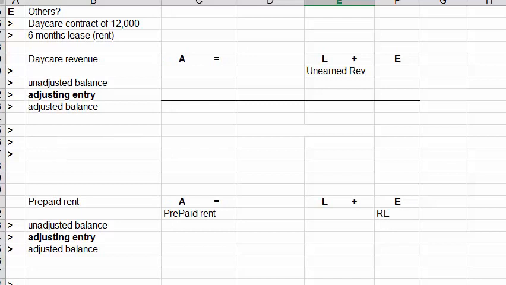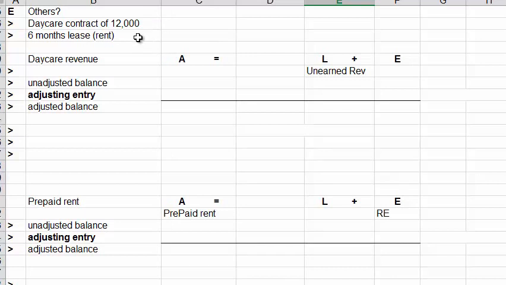We know that Sample Daycare received a bunch of cash in advance on a daycare contract. I believe it was $12,000 received in advance. It was received sometime during the year, and the daycare contract wasn't going to start until October. And we applied our rule of thumb, and we recorded all $12,000 of that cash received in advance as unearned revenue, but some months have passed, so we know we've earned some.